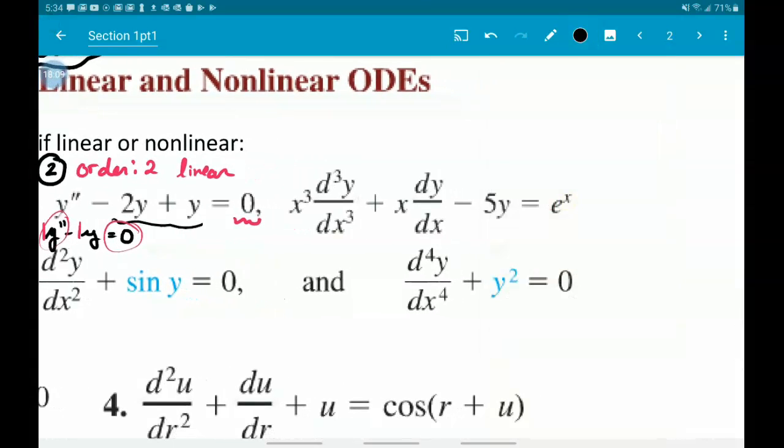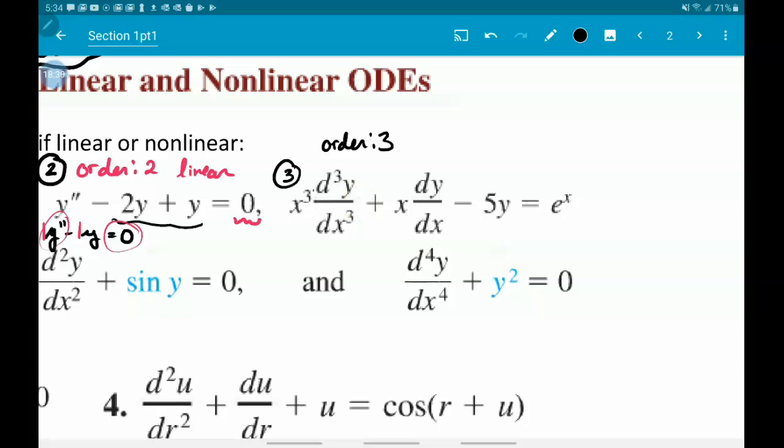Let's look at 3. So this guy's written in proper form. We have all the y stuff on the left. We have all the other stuff on the right. So our order here is 3 because we have that third derivative.